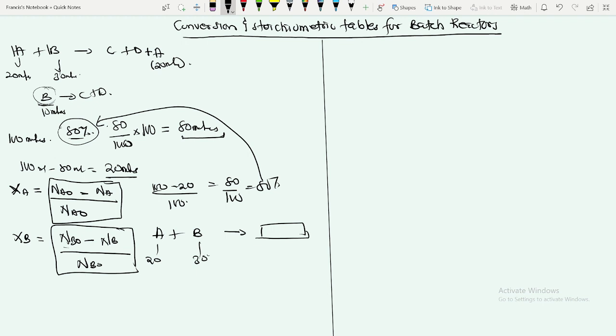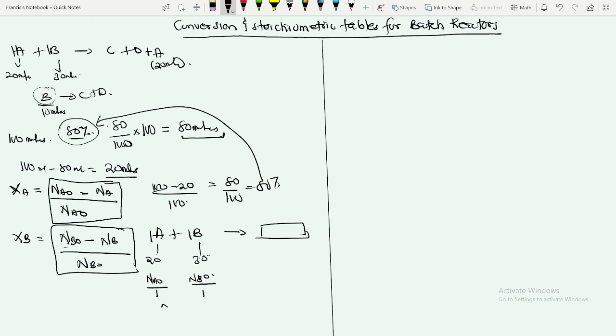The easiest way to go about that is that you have to know the initial moles of the reactant present. So in this case, you know the initial moles of A and B, N_A0 and N_B0. What you have to do is just divide that by their stoichiometric coefficient. So in this case, A is 1 and B is 1. So just 1, 1.